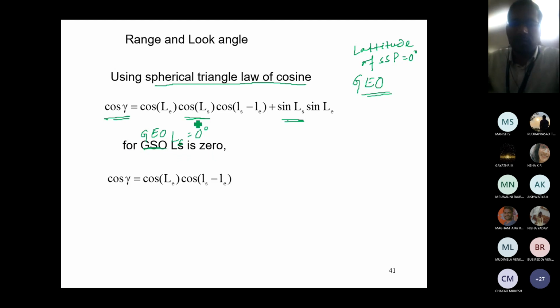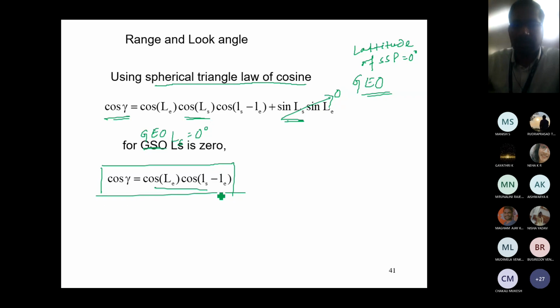And for that, if you put LS, this will become 1. So it will be cos LE into cos LS minus LE. This is what we obtained. But this particular term will become 0, so that's why that particular term is not present. Now, where have we landed? We have landed somewhere in an equation. Looking at this equation, can you tell me, at this stage, can you find out the value of gamma? The answer is yes.